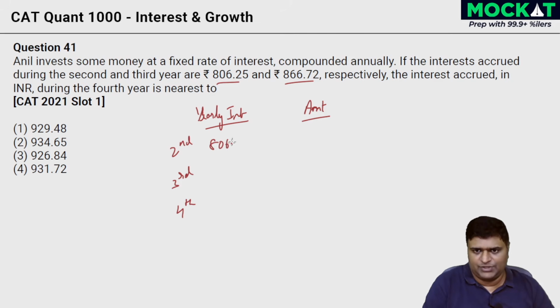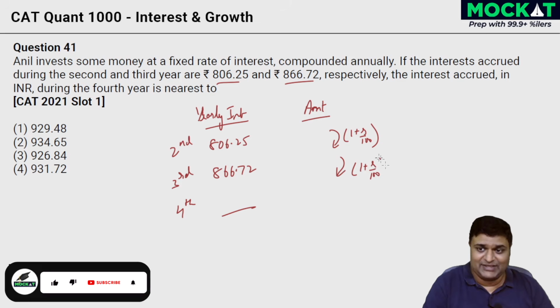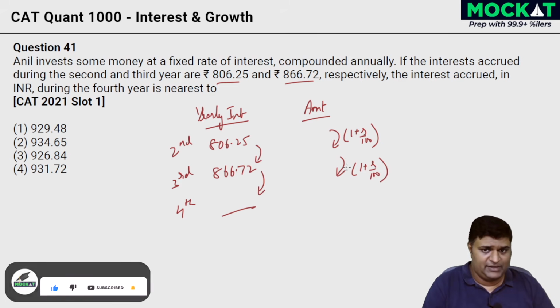All right, so 806.25, 866.72, and what is this going to be? The thing is very simple. How does it work with amount? Every year we are multiplying with 1 plus r by 100 to get this, and the end of third year's amount is multiplied with 1 plus r by 100. It's the same concept over here as well. So we have to be multiplying with the same value.